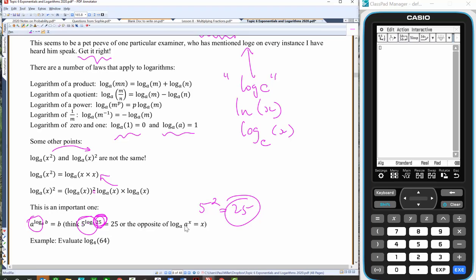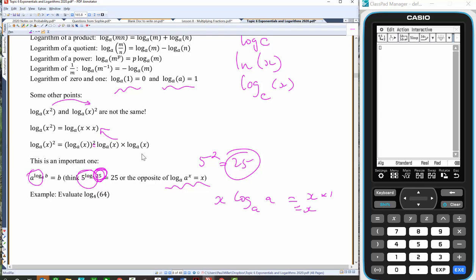Or the opposite of log a x, okay? So x goes to the front, so x log a a means that a raised to what number will give a, that's x times 1 or equals x. Again, it's really important to know why that's a rule.